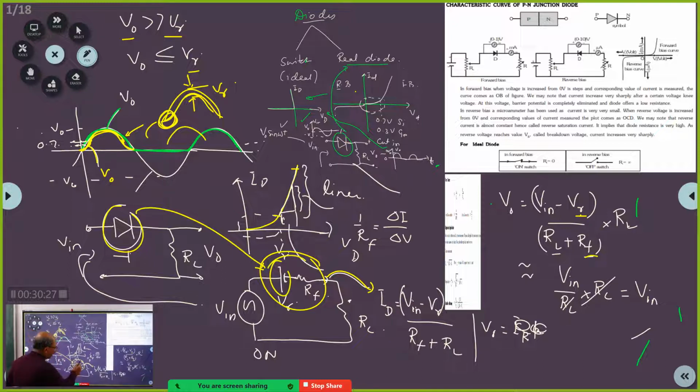So this model that I have written is for when the diode is on. But when the diode is off, that is this part, then what will be the piecewise model? Can anybody tell me?